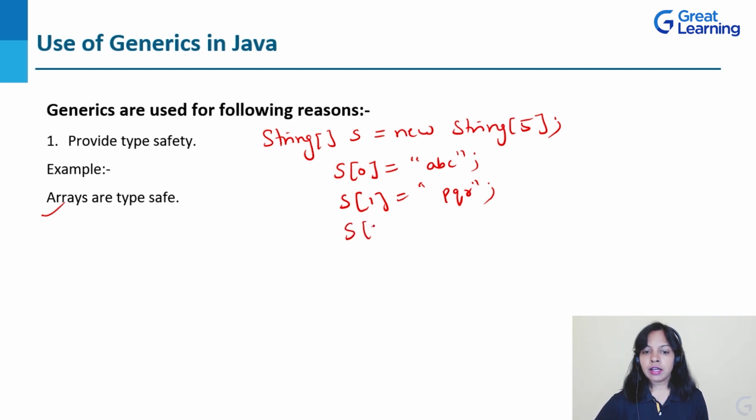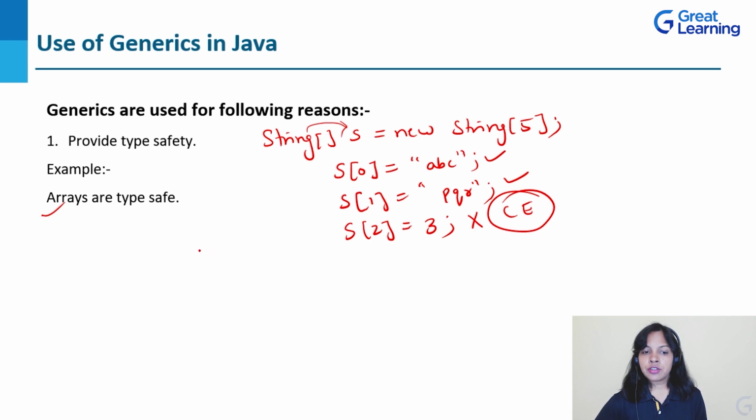If I try to add 3 at the second index, will there be any error? Yes, there will be an error. The earlier ones are fine, but this will throw an error. Why? Because it is a string type array. The array S is of type string. We cannot insert any other data type value into the array, so it will throw a compile time error here. It means that arrays are type safe. Whatever type is specified for that particular array, it can only store that type of data.